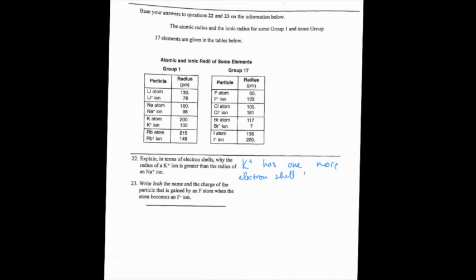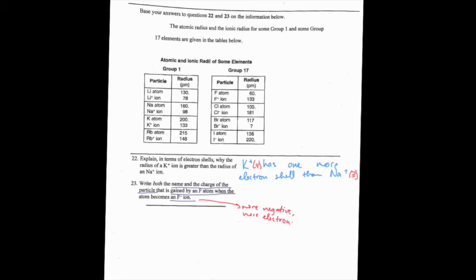So electron shells refer to the energy levels. And let's compare them. K potassium and Na sodium. Potassium is 1 period lower than Na, so it has one more energy shell. It's also of a greater energy, has more energy levels than sodium. So as a result, if you have more energy shells, then you're going to have a bigger radius. So that's why.